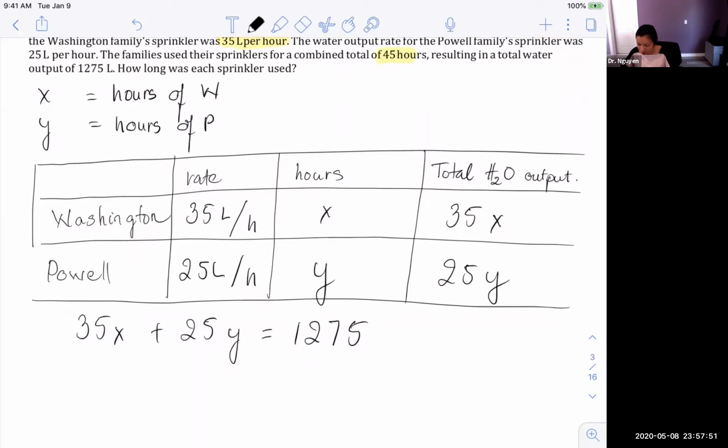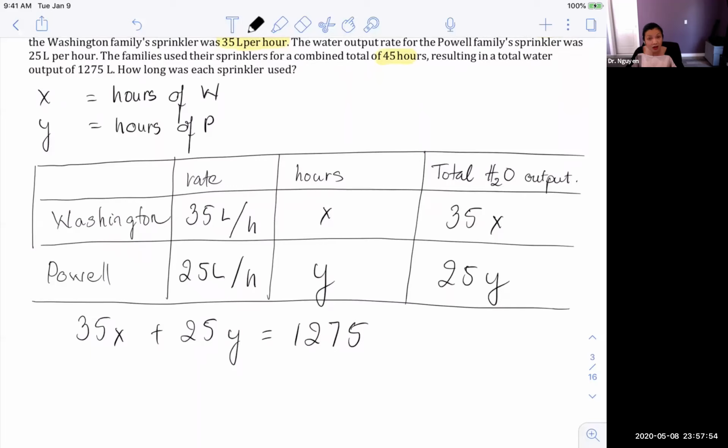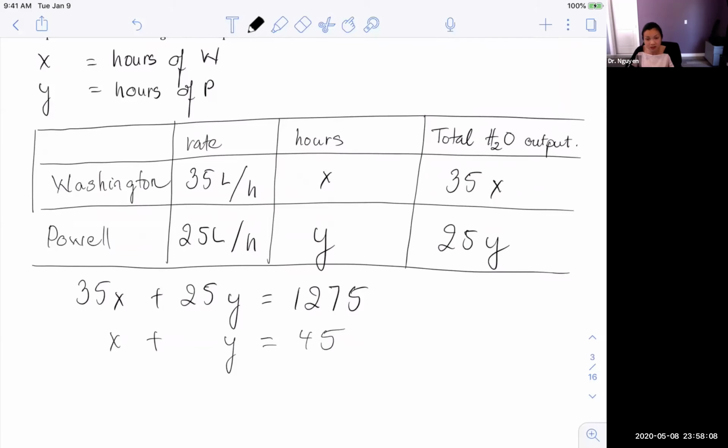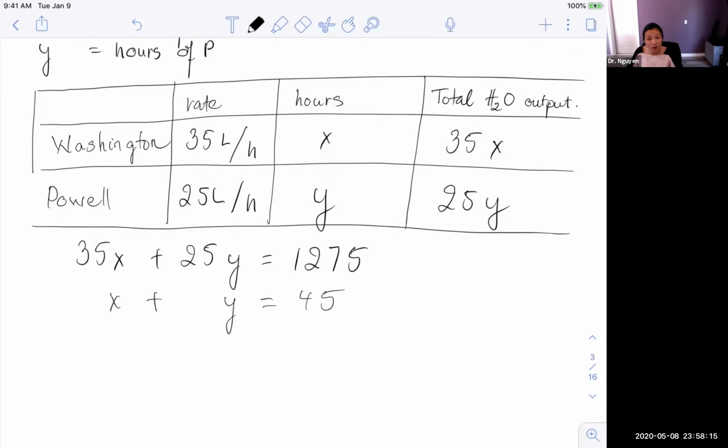All right. So I need to come up with a second equation. And for the second equation, they give you the combined total of hours. So you can take X plus Y equals the number of hours. So like I said, liters plus liters equals liters. Hours plus hours equals hours. So for this problem right here, I would use substitution. So I'm just going to solve for X here. You can solve for Y if you want. So it's 45 minus Y.